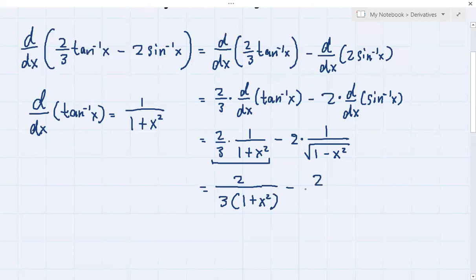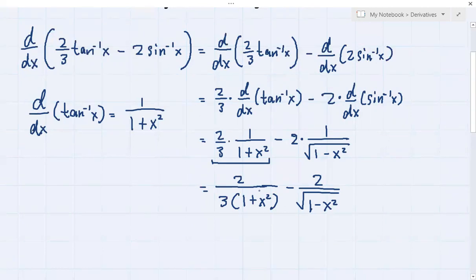Minus, in here, magiging 2 all over the square root of 1 minus x squared. So we can stop here, at yan yung magiging final answer natin. Alright? Pero we can still simplify this one.